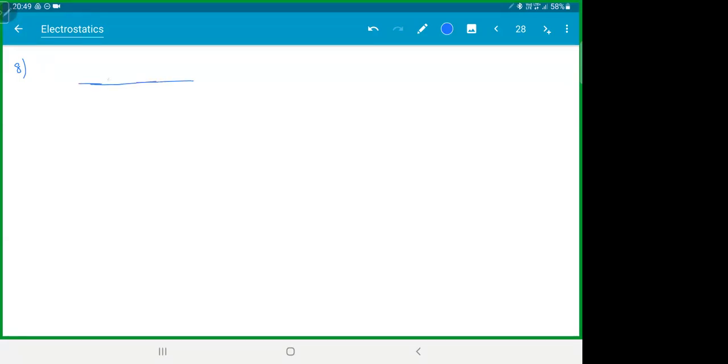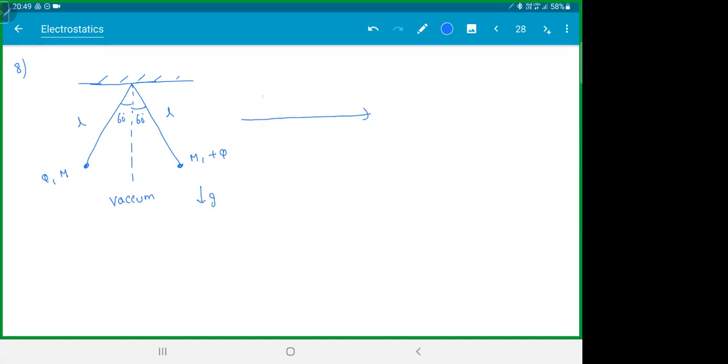Let's say we have two pendulums here. Length L, mass M, charge Q, mass M, charge Q. This angle is 60 degrees and 60 degrees. This is in vacuum. They are in equilibrium, okay? Gravity is there. Then you place this entire setup inside a medium. The entire setup is placed inside a liquid.